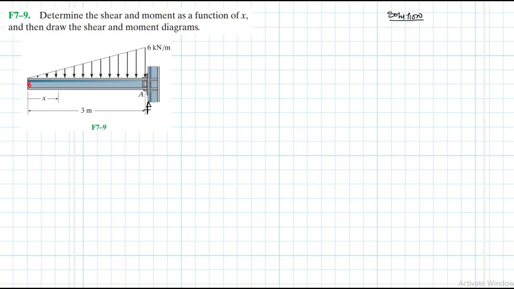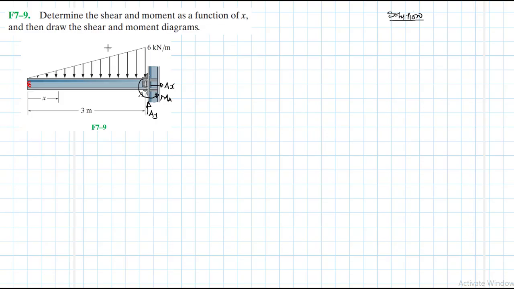Like we said, we have AY. At A again, at the same A, we have AX. And then we have an anti-clockwise moment here, which is just our reaction.